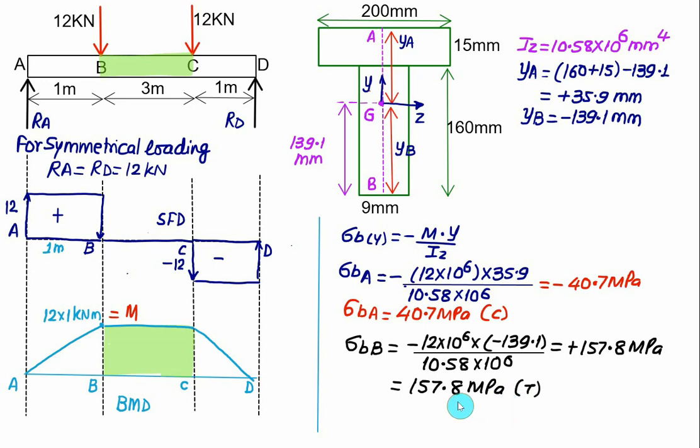So continuously we have done 3 problems in the T section, and for every problem at the bottom we are getting the maximum value of bending stress. So this is the maximum value of bending stress, and on the top fiber we have compression equal to 40.7 megapascal.